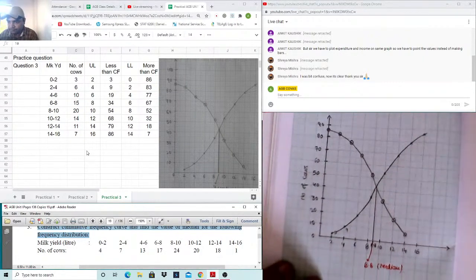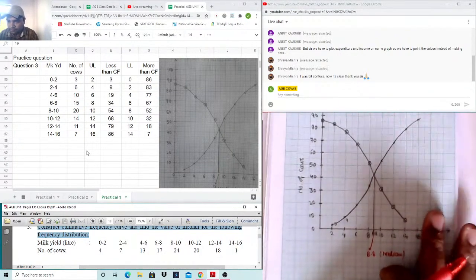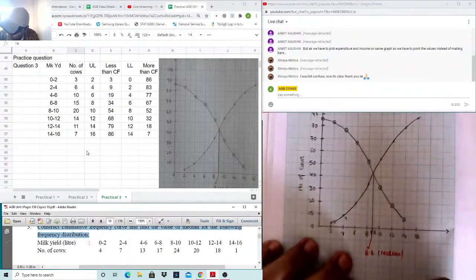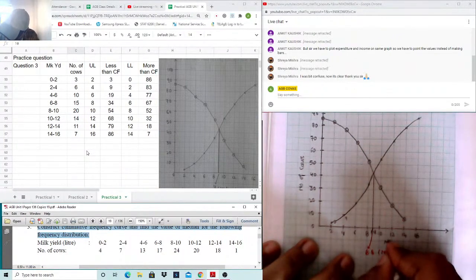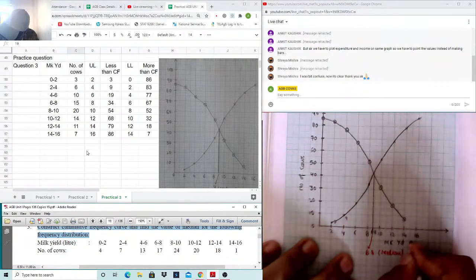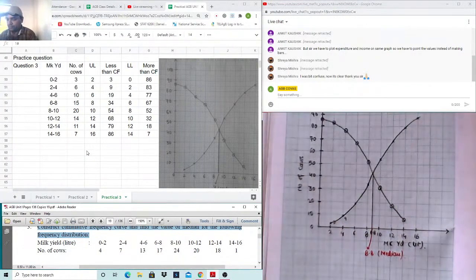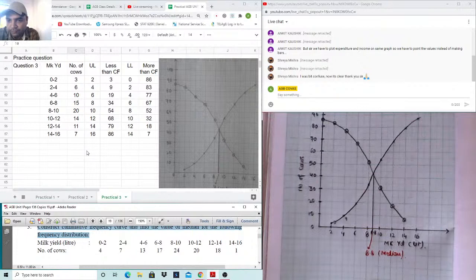And this x-axis represents what? So this is how you make the ogive. And this is all from today's class, that is how to make an ogive, the less than frequency and more than frequency, and how to calculate the median.